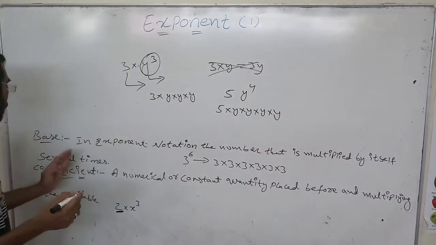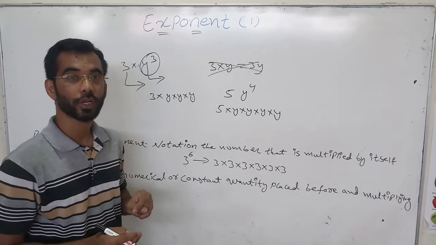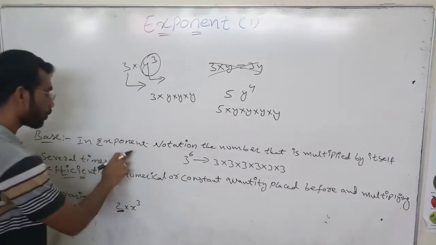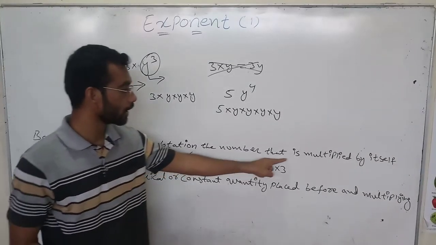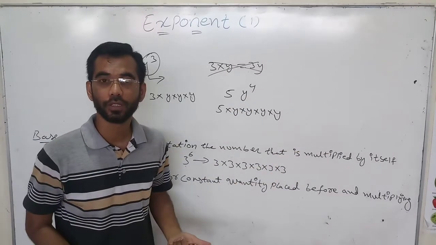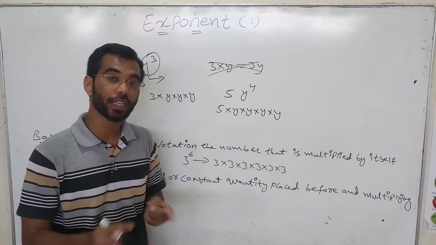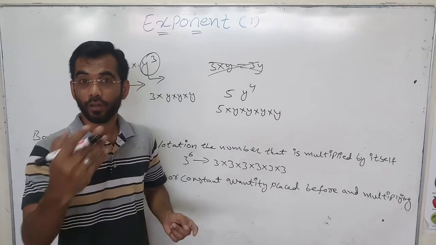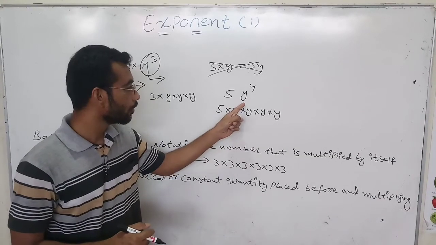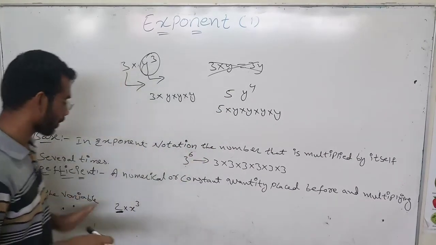Understood? Now, why is it the base? Because in exponent notation, the number that is multiplying itself a number of times is called the base. What is coefficient? A number which is multiplying with the variable. With this variable it is multiplying. This number is called the coefficient.